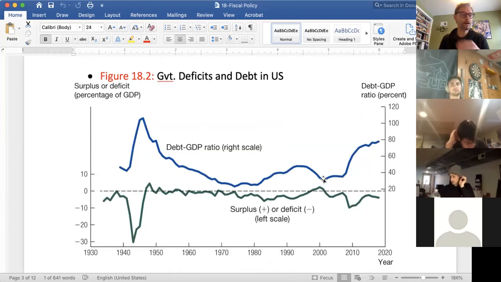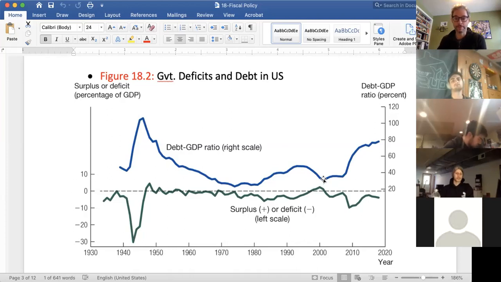So when we talk about the budget deficit, let's be very clear here, the difference between the budget deficit and the government debt, okay? The deficit is our annual borrowing. And usually as economists, we like to express that as a percent of GDP. So in this figure here, you see the green line is the annual budget deficit as a percent of GDP.